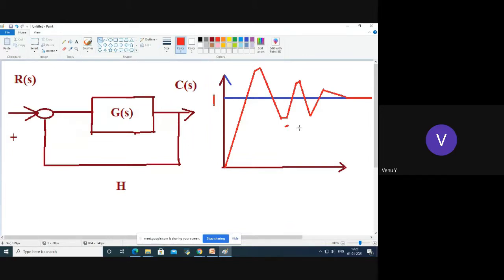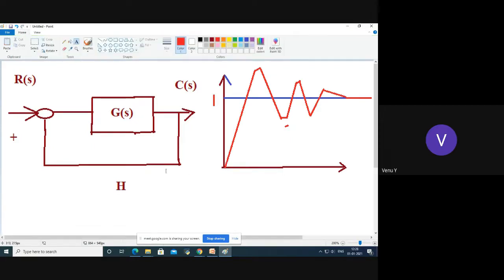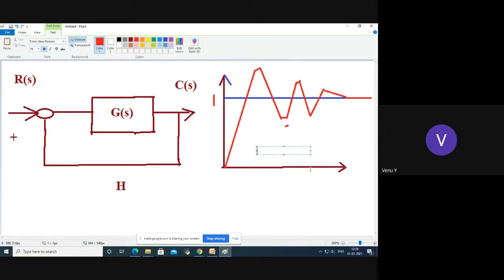Okay. Whereas in power system, nominal operating frequency is 50 hertz, isn't it? Nominal operating frequency is 50 hertz. So in general, this is 50, let us have 50 hertz. Okay.